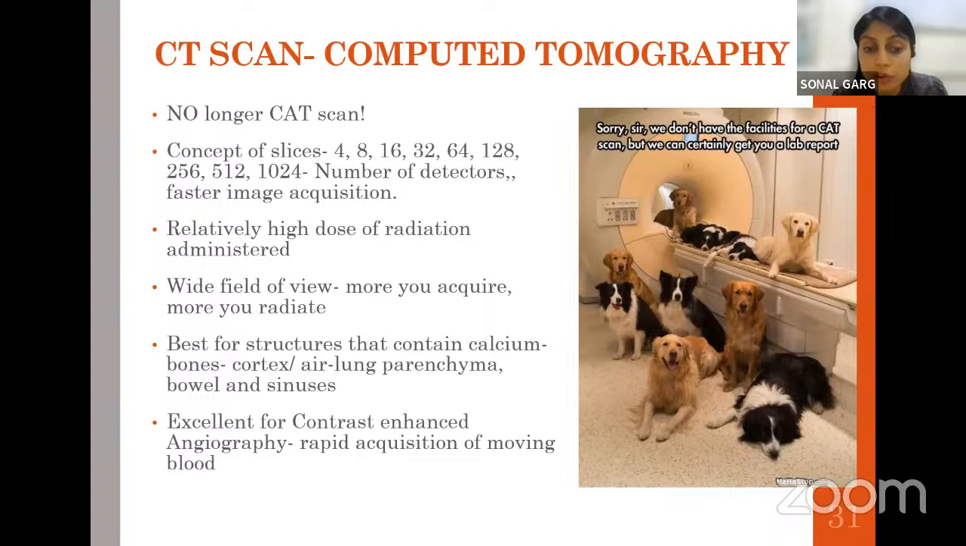And it is excellent for contrast-enhanced angiography because you are very rapidly acquiring the images of moving blood. So you have great resolution.